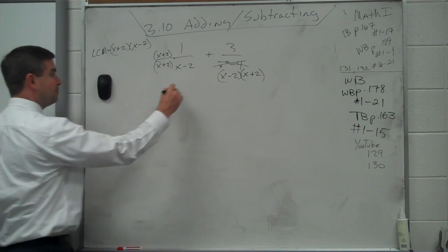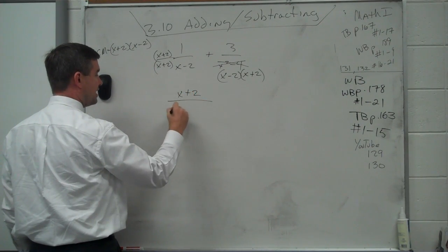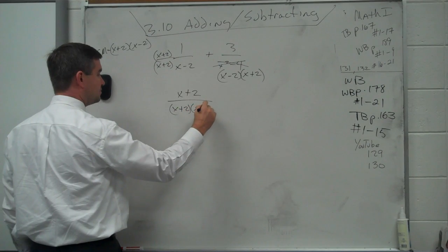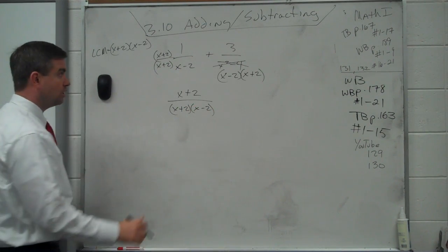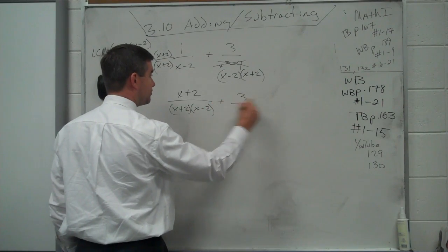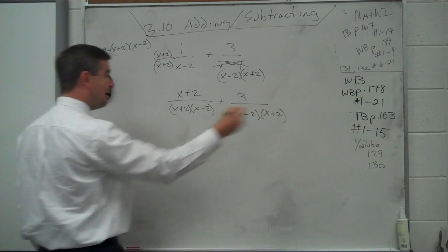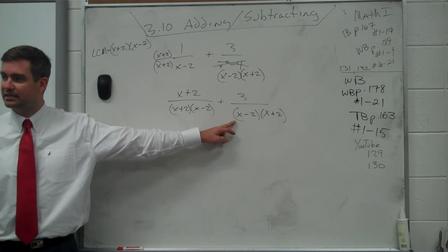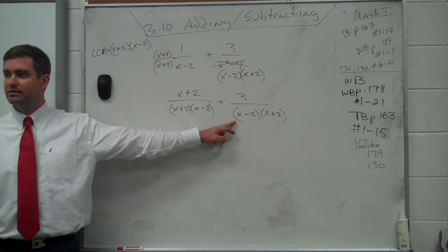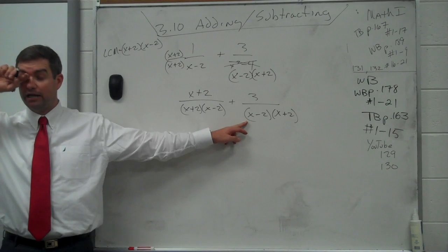On the top, I simply get x plus 2, right? Over x plus 2 and x minus 2. No, they would cancel, but we haven't added yet. The whole goal is to add. Plus 3 over x minus 2 and x plus 2. Are our denominators the same? Yes. Why didn't I have to multiply this one over here by anything? It was already there. Right? And I didn't have to do anything. It was already our LCM.